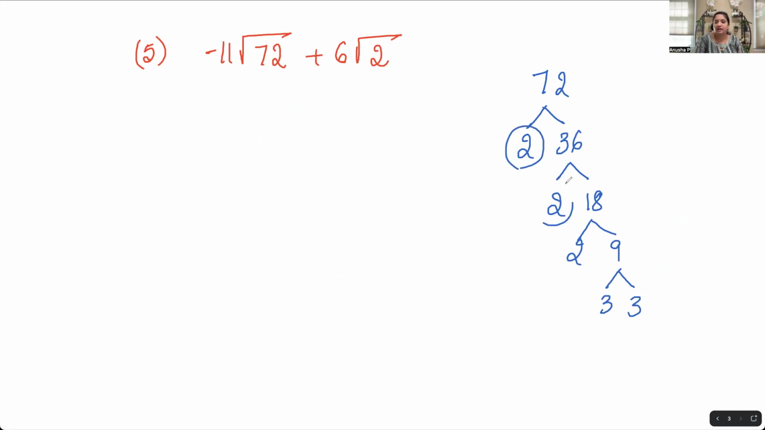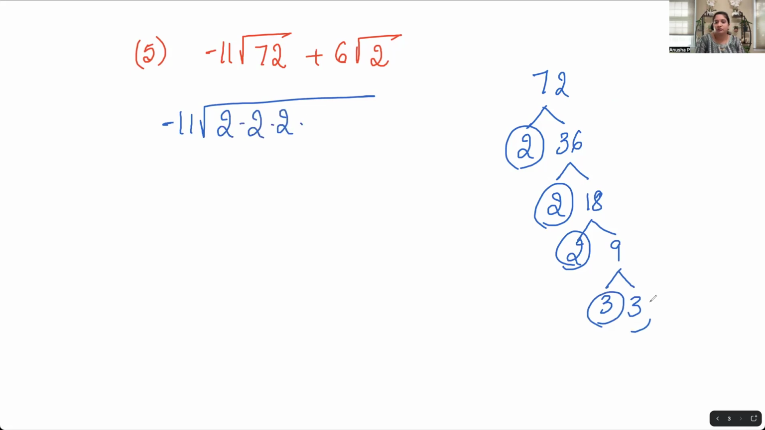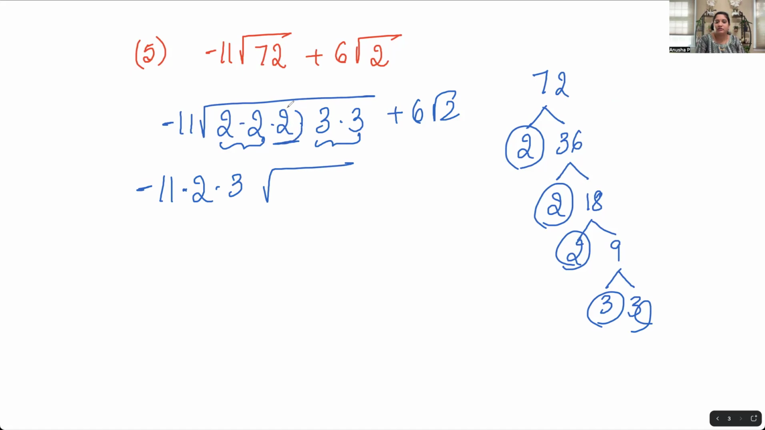How many 2's do we have? 1, 2, 3. Minus 11, 2 times 2 times 2. And how many 3's do we have? Two 3's: 3 times 3, plus 6 root 2. Minus 11. Square root of 4 is 2. And here 3 times 3 is 9. Square root of 9 is 3. And we are left with only one 2 here, right? 2 plus 6 root 2.